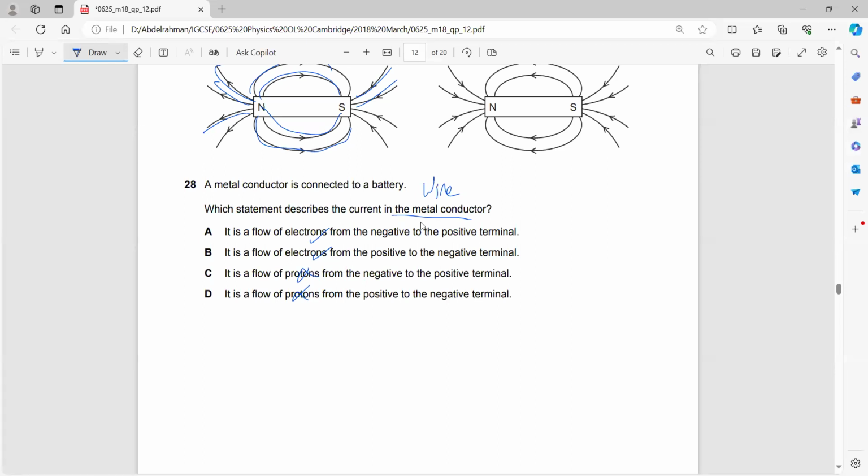Why? Because actually the electrons flow from the negative to the positive. But Mister, we know that the current moves from the positive to the negative. Yes, that is correct. Whenever I say the direction of the current, it moves from the positive to the negative. But if he asks about the flow of electrons, they move from the negative to the positive.